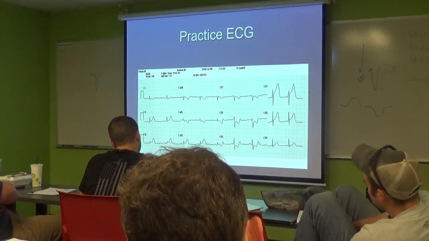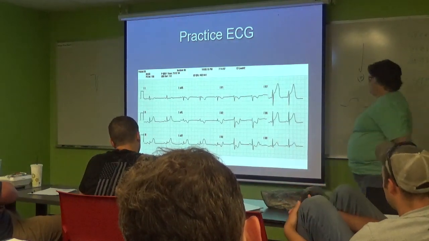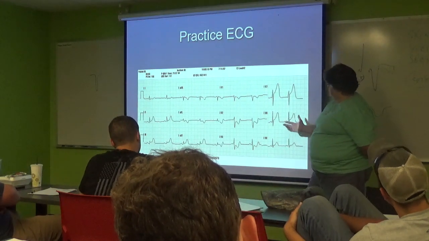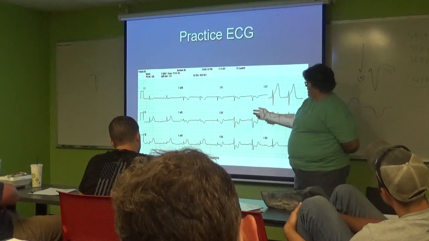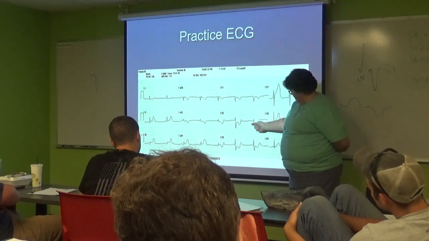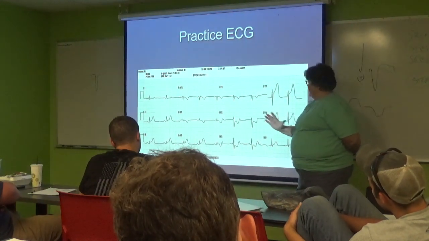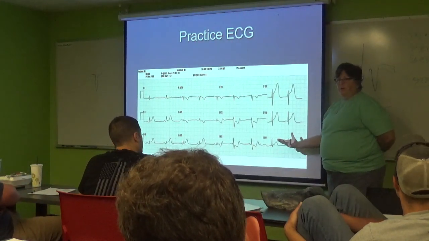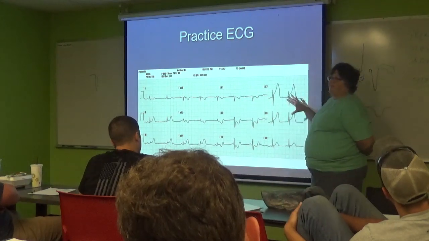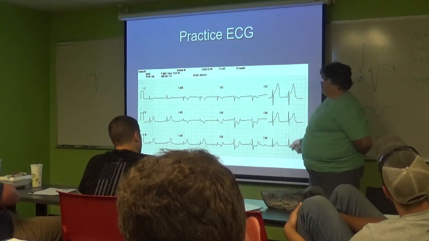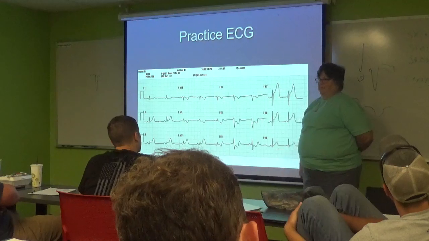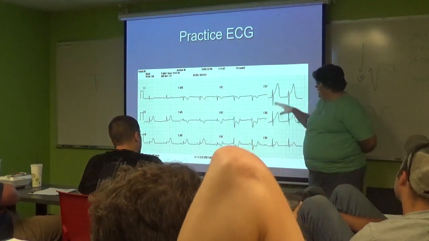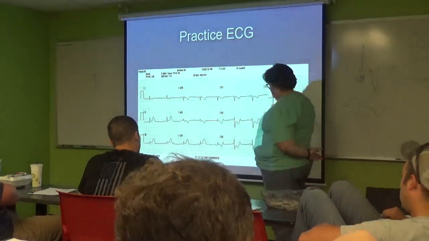All right, this one, somebody did a posterior MI. They actually put on V7, V8, V9. But if you want to correlate it, it's basically similar to the one before: ST depression, ST depression, ST depression. So they took the leads and put them on the back, and what do I have? ST elevation on the back. So I just proved to you that when you're depressed in the front, you're elevated in the back. You don't need these to know what this is. So if you're getting fancy, don't waste the patient's time. All right, and then we did this because what kind of an MI is this?